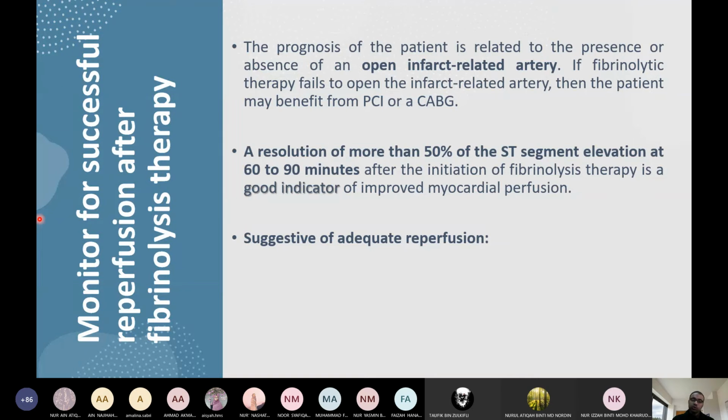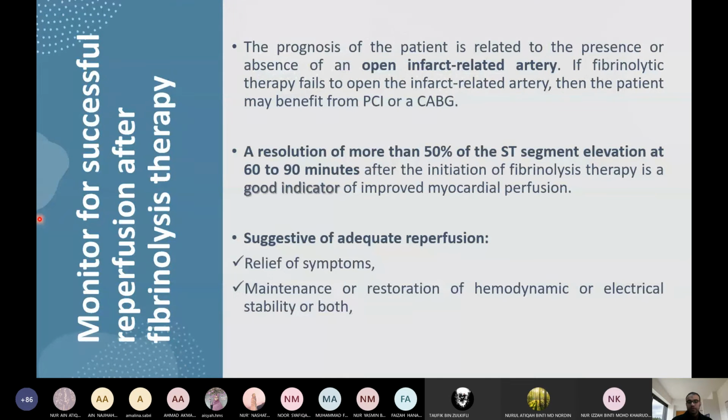So, to say this is adequate reperfusion, there is no need for rescue PCI, no need for any other measures. Relief of symptoms, of course, maintenance of the hemodynamics, and reduction of more than 70% in the initial ST segment elevation.